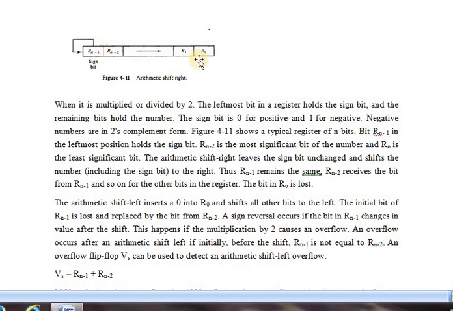We are going to perform left to right. For example, if the bit is 0, it will be moved here. If it is 1, the next bit will be replaced here by 1. Several occasions of bits change the value of the shift. This happens if multiplication by 2 causes overflow. An overflow occurs after the arithmetic shift left if, before the shift, Rn-1 is not equal to Rn-2. An overflow flip-flop Vs can be used to detect the arithmetic shift overflow. So Vs means shift overflow.